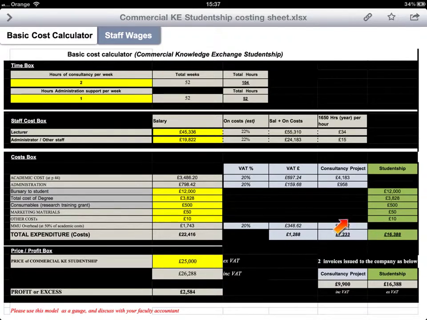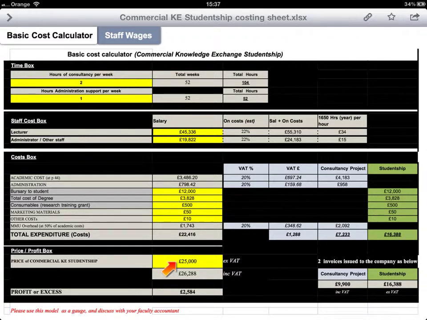So now we've got the consultancy costs and the studentship costs incorporating the VAT element, we can now have an understanding of the total costs of this project. There's the total costs ex VAT, and we can come to the pricing now. MMU Cheshire has utilised £25,000 as a price for a 1-year KTP, a 1-year commercial KE studentship, which gives a total including VAT of 26,288.